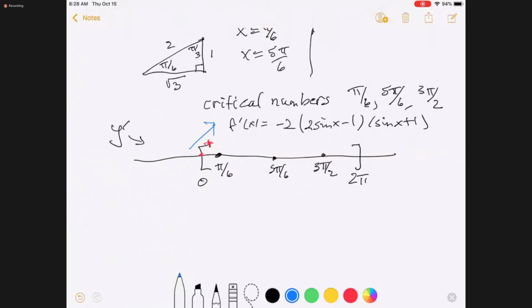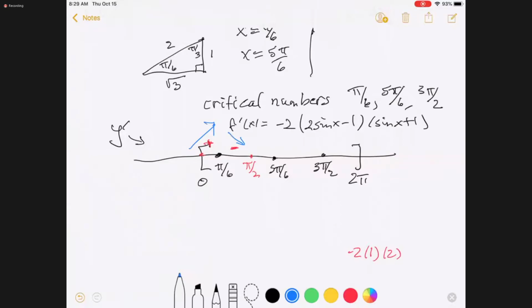Okay, and then between pi over 6 and 5 pi over 6, well, pi over 2 is in that interval. And let's see, sine of pi over 2 is 1. So it's going to be -2 times sine of pi over 2, which is 1, so 2 minus 1, 2. That gives me a negative, so decreasing.